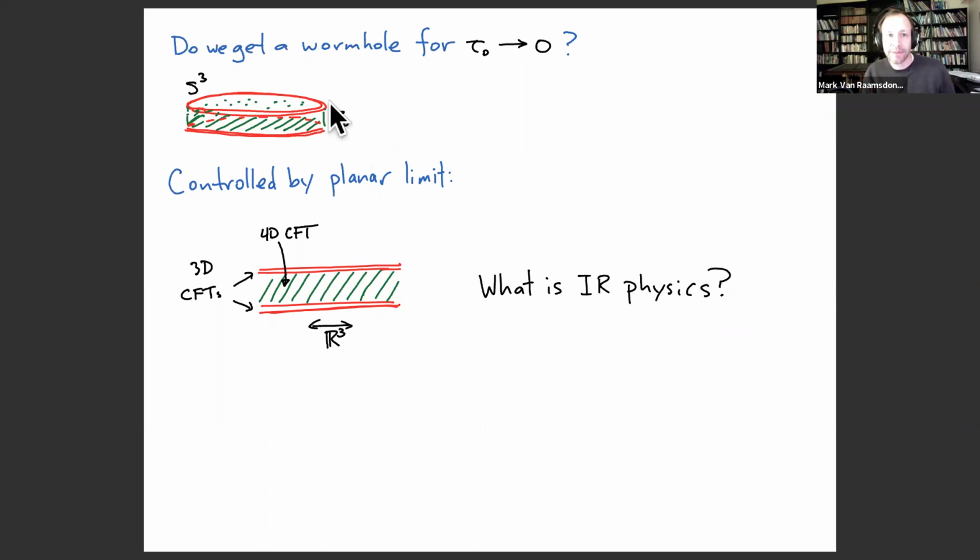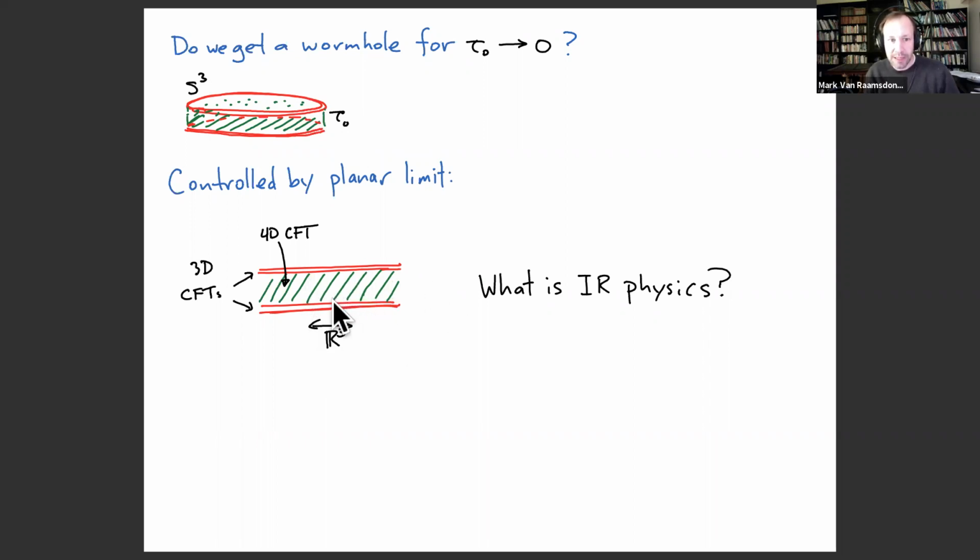And so if we're dealing with a conformal field theory, so that tau zero and the radius of this sphere are the only parameters, then taking the limit where tau zero becomes small is equivalent to taking a limit where the sphere becomes very large. So I want to study that limit. In that case, the sphere becomes R3, and our field theory is just a planar three-dimensional theory on R3 and then another one, and these are coupled through a strip of a 4D CFT.